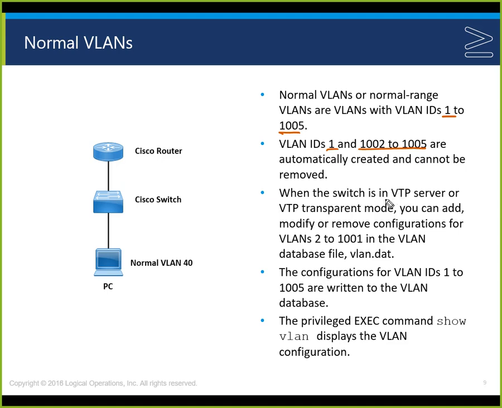When a switch is a VTP server or in VTP transparent mode, you can add, modify, or remove configurations. And with VLAN Trunking Protocol, we kind of just jump into it. The configuration for VLAN IDs 1 to 1005 is written to the VLAN database, and the privileged exec mode command show VLAN can be used to view the configuration. I think what I would like to do then is let's look at some of this stuff.